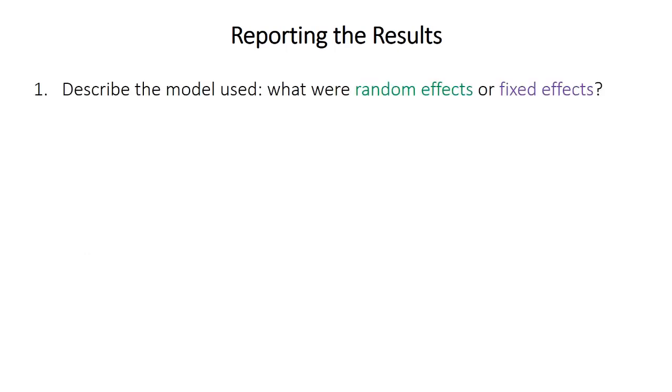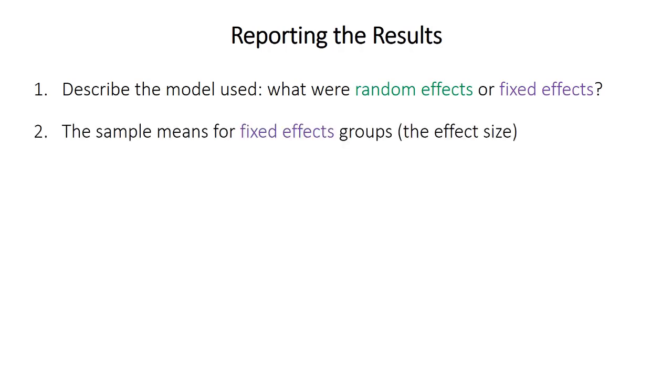So finally, what pieces of information are important when reporting the results of a nested ANOVA? Well, first, it's important to describe the structure of the model used. What were the random effects? What were the fixed effects? Go through the model structure. You should report the sample means for any fixed effect main groups that you might have. This is really what we care about. We care about the difference between means among all the groups. This is how big of an effect it was there.